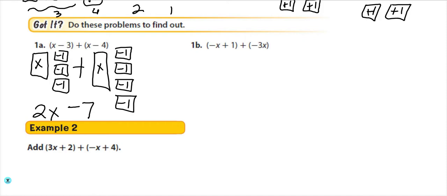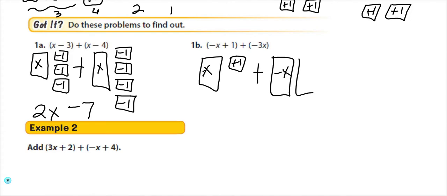Okay, let's try this one. So we have negative x plus 1 plus negative 3x. Okay, so I have 1, 2, 3, 4. So that's 4 x's, so negative 4x. And then we have plus 1.